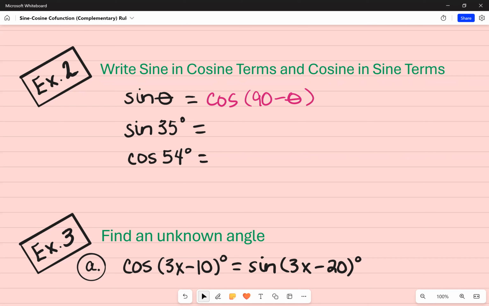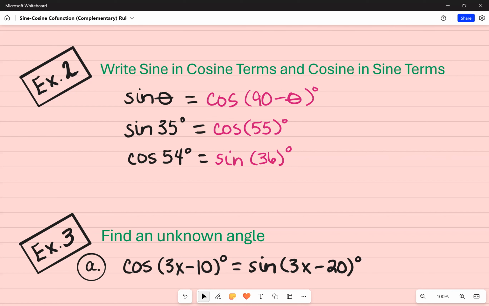Now, for the next one, I have sine already, so I want to write it in terms of cosine. Again, I take 90, but this time I do have an angle measure of 35. So 90 minus 35 is 55. I'm going to put my degree symbols here. And then for the next one, I'm going to take cosine and write it in terms of sine. I take that angle, 54, and subtract it from 90. So 90 minus 54 leaves me with 36 degrees. That's how you do those types of problems.